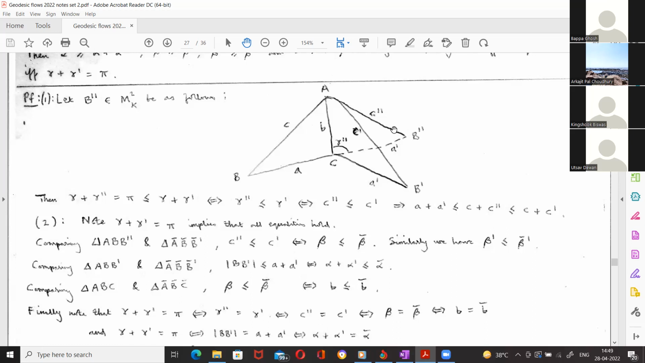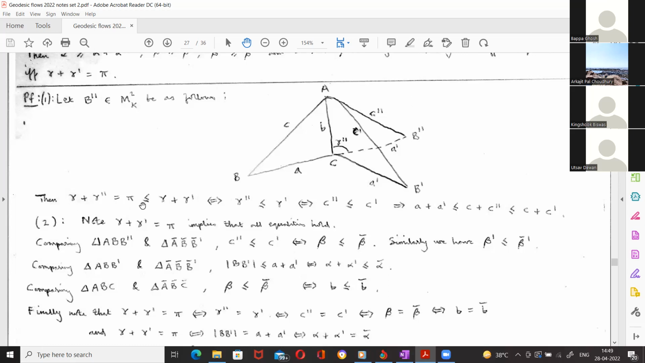And so I get a new point B double prime, and I get a new side here, C double prime. Now I get a new angle here, gamma double prime. This angle is still gamma, right? But I have this gamma double prime here. So now what happens? Gamma plus gamma double prime is equal to pi.